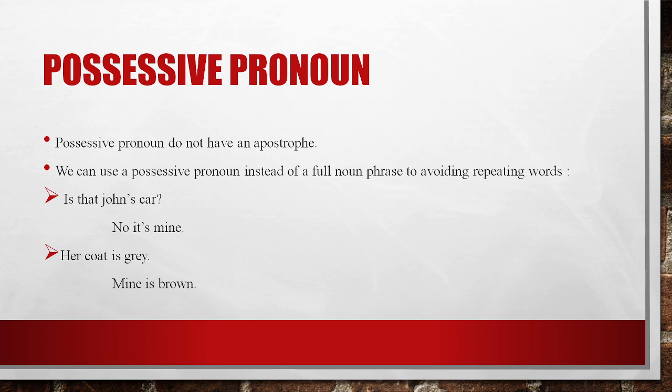Possessive pronouns do not have an apostrophe. We can use a possessive pronoun instead of a full noun phrase to avoid repeating words. Is that John's car? No, it's mine. Her coat is grey, mine is brown.